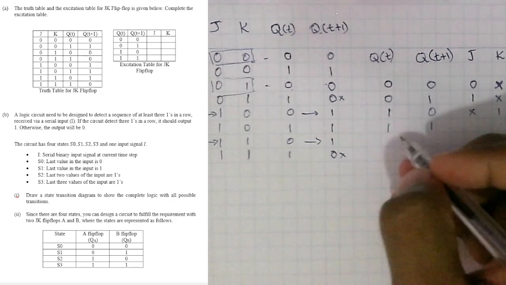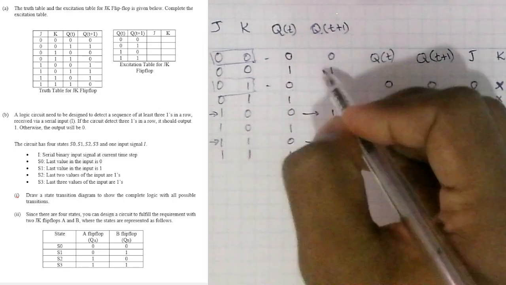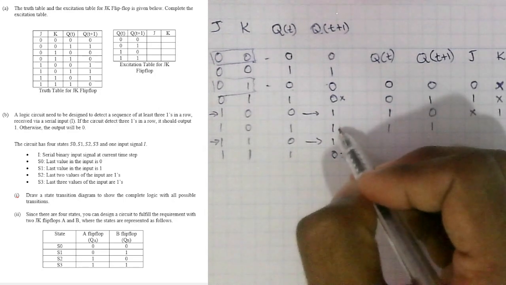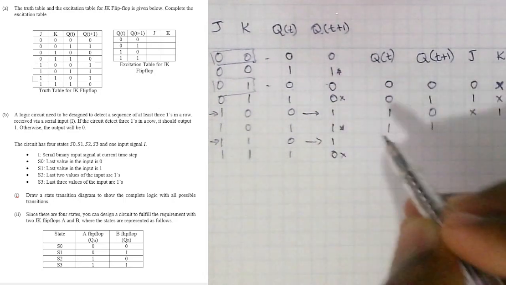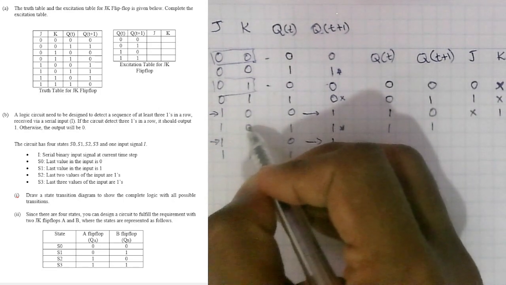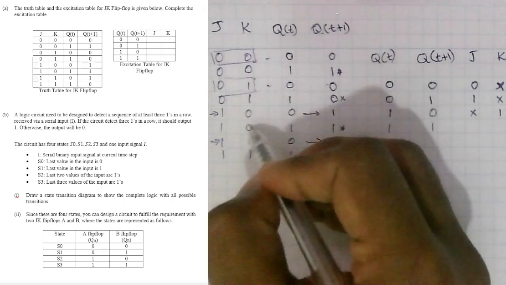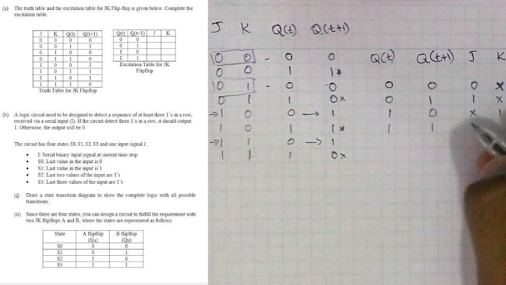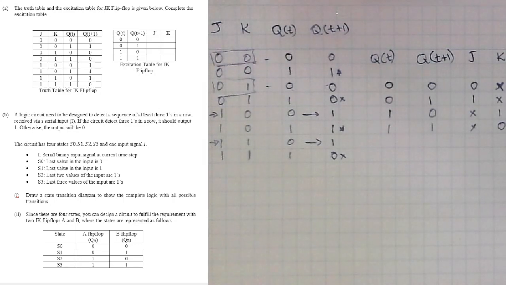One more configuration is remaining. If you want to go from 1 to 1, there are two situations here, this one and this one. There you can see K must be 0. K must be 0, J does not matter. Okay. Does this make sense?